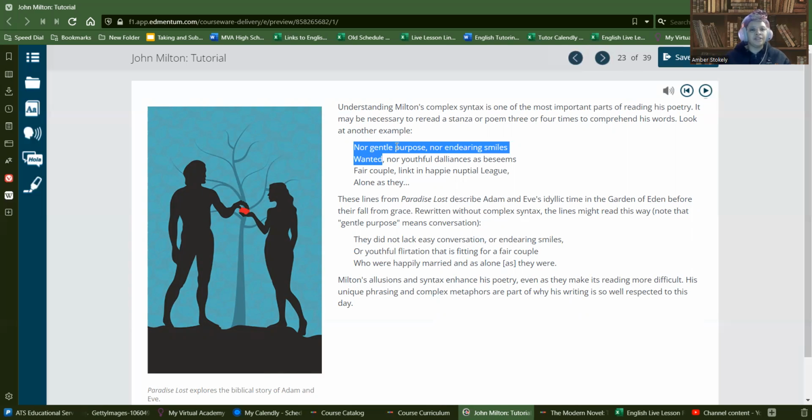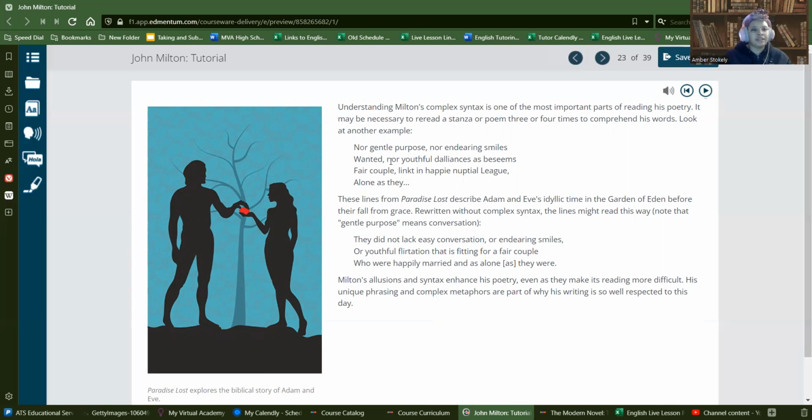Gentle purpose, they translate it here as easy conversation, but it's basically good company if you translate it directly. But they tell you, note that gentle purpose means conversation. So since they're giving you that definition, it makes sense to put that here. So they were not wanting any of those things. So they have it: they're not lacking easy conversation, endearing smiles.